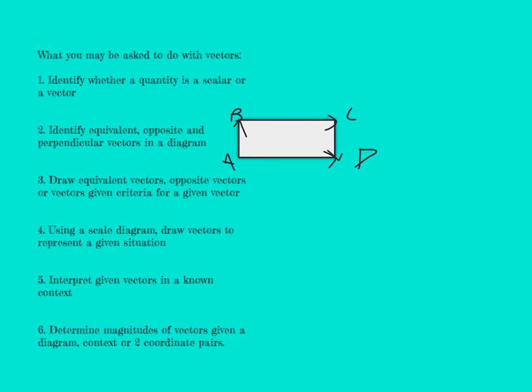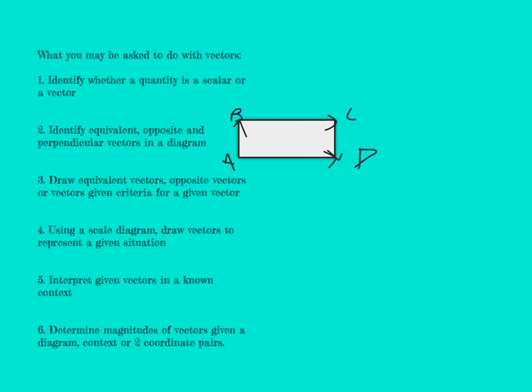You'll also have to draw equivalent vectors, opposite vectors, or vectors given specific criteria. So for instance, you could be told to, given a vector, draw a vector that is the same direction but 3 times the length. And so you'd have to finish that drawing. Using a scale diagram, draw vectors to represent a given situation. So like you could be told that a plane is traveling at 300 kilometers per hour northwest. So you'd have to use a specific scale to represent a vector so that you could represent that exact situation.